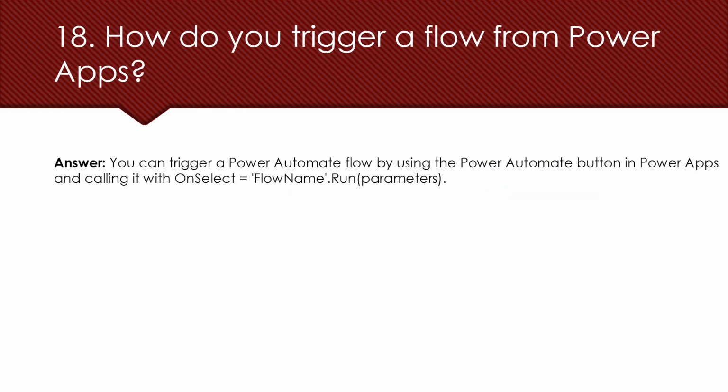Question number 18. How do you trigger a flow from Power Apps? It is a very simple process. We can use a Power Automate button in Power Apps and call it on select as flow name dot run. If there are any parameters to be passed inside the Power Automate flow, we can pass them on.